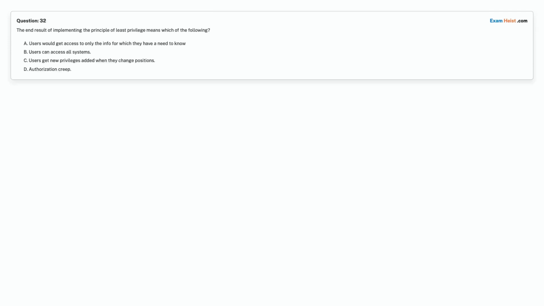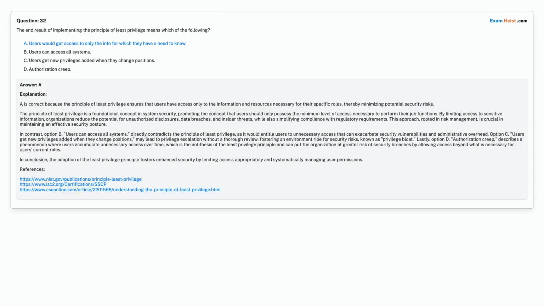Question 32. The end result of implementing the principle of least privilege means which of the following? Option A. Users would get access to only the info for which they have a need to know. Option B. Users can access all systems. Option C. Users get new privileges added when they change positions. Option D. Authorization creep. Choose the correct answer. Correct answer is option A. Users would get access to only the info for which they have a need to know.